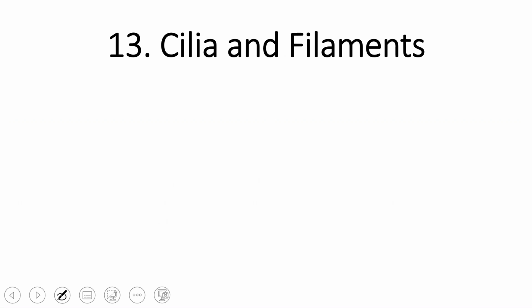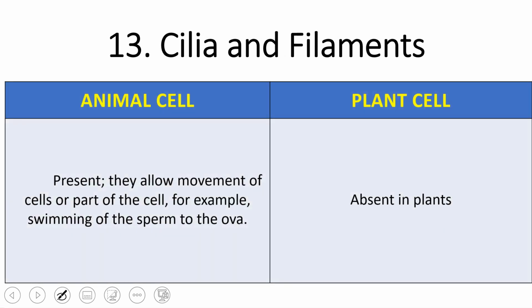Then if you see the cilia and flagella differences, in animal cells they are present and allow movement of cells or parts of cells, for example the swimming of the sperm to the ovum in the female reproductive tract. In plant cells, these cilia and flagella are normally absent.